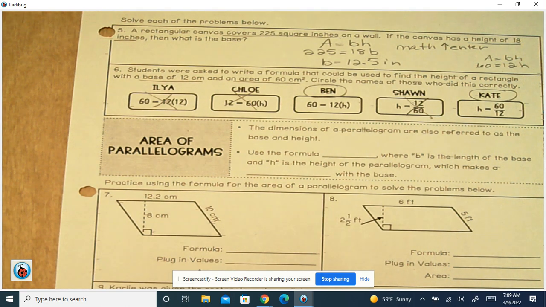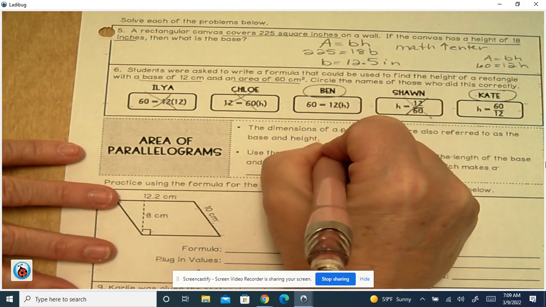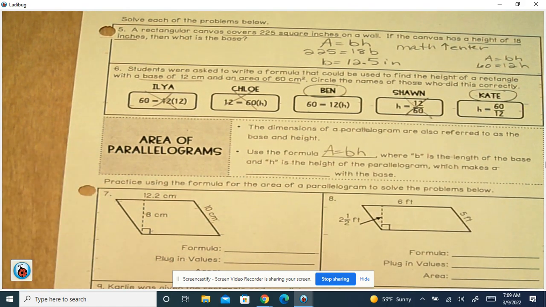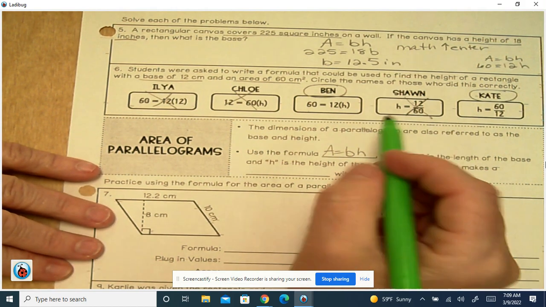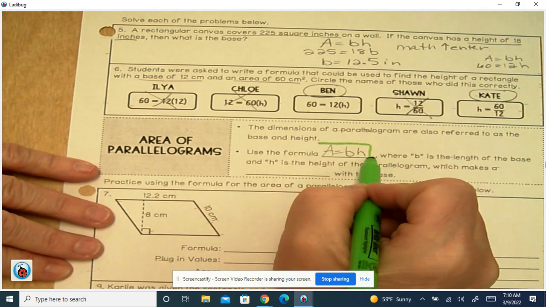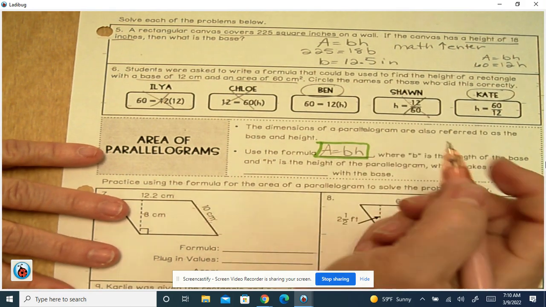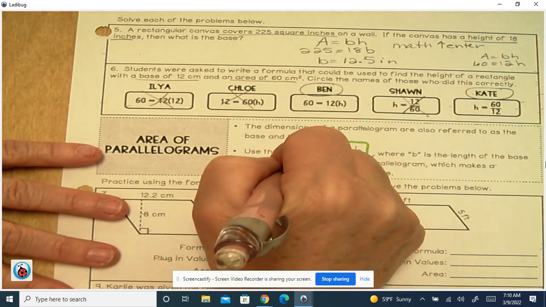Area of parallelograms. Dimensions of a parallelogram are also referred to as the base and height. Use the formula A equals the base times the height, where B is the length of the base and H is the height of the parallelogram, which makes a 90 degree angle with the base. Makes 90 degrees.